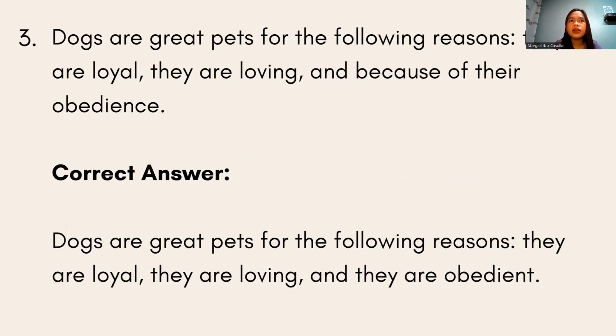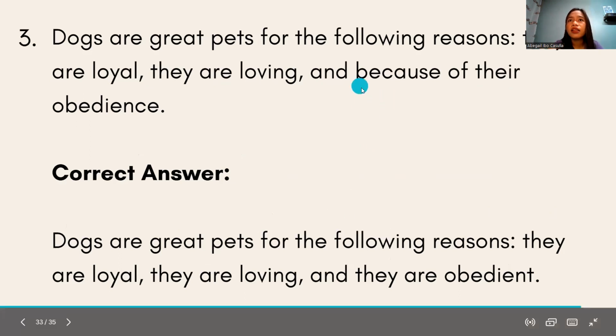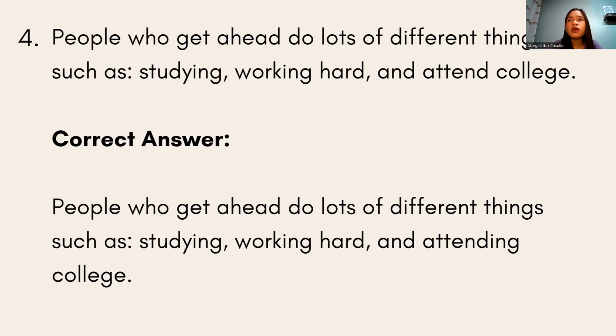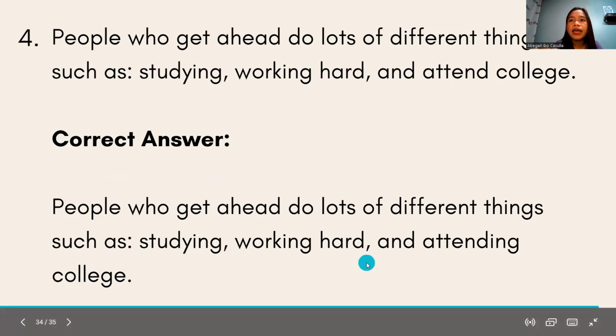Number three, these are clauses. They are loyal, they are loving, and because of their obedience. And the last part should be, and they are obedient. Then, number four, this is again a list. Studying, working hard, and attend college. Attend college should become and attending college.